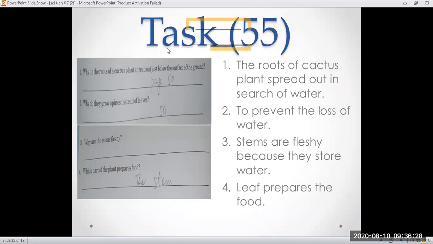Teacher, below the drawing there are also two questions, we will do them later in the book. I can't hear you, what are you saying? Teacher, we also have two questions, the ones with the drawing. Here is the answer of these two questions, Zoha. The first one: the roots of the cactus plant spread out in search of water. Then the next one: to prevent the loss of water.